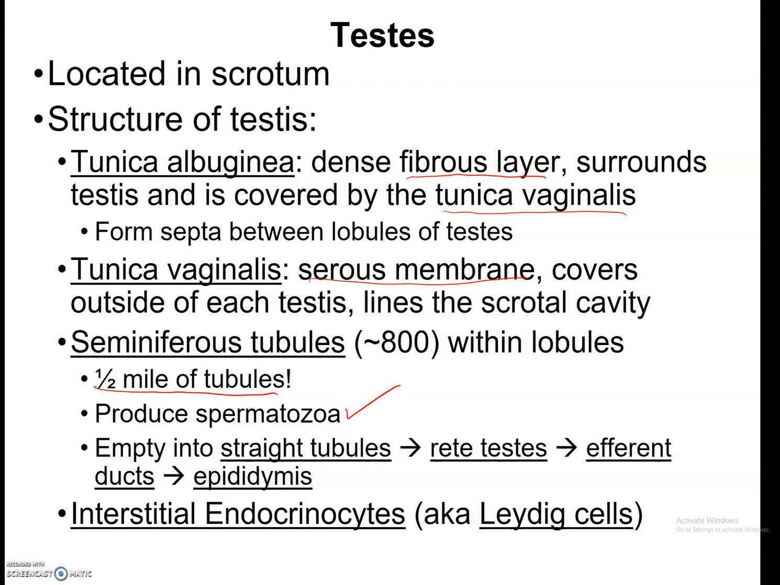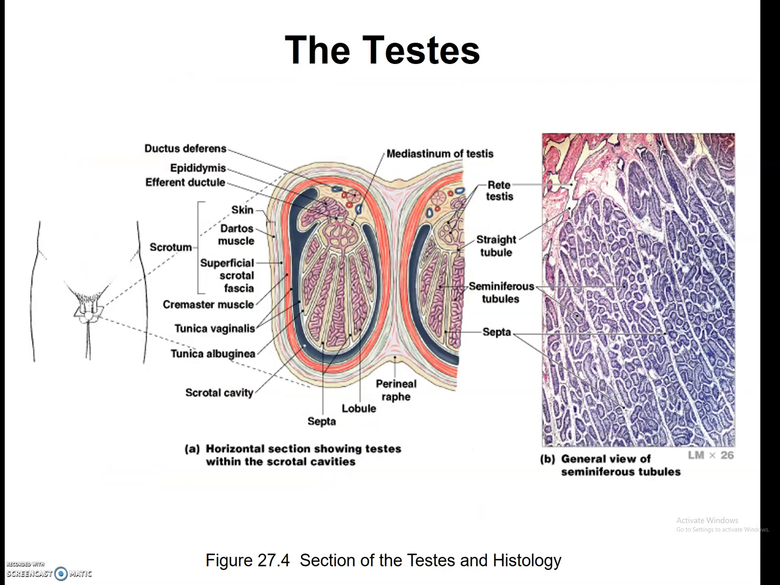The seminiferous tubules enter into these straighter tubules, which I'll show you in a minute, which then go to the rete testis, the efferent ducts, and eventually to the epididymis, where the spermatozoa mature into mature sperm. The testes also consist of thousands of interstitial endocrinocytes, or Leydig cells, and we'll look at that here in just a sec.